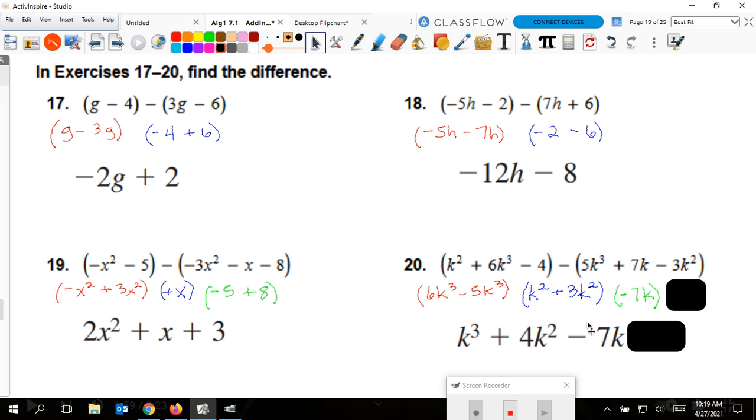And then our constant, there's a constant in the first one, negative 4, but there are no constants in the second one. So it's just going to be negative 4. We're not subtracting anything else after that. So just minus 4. And so there's a minus 4 at the end of that.